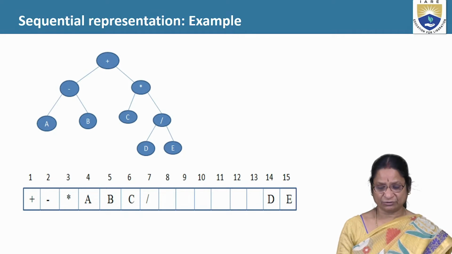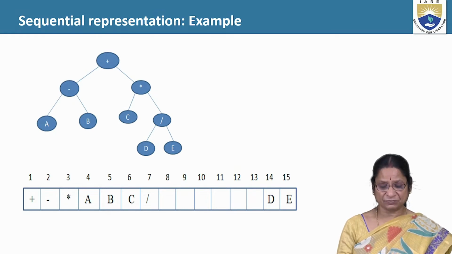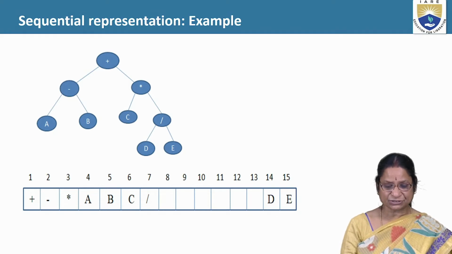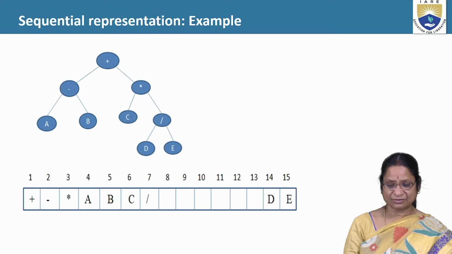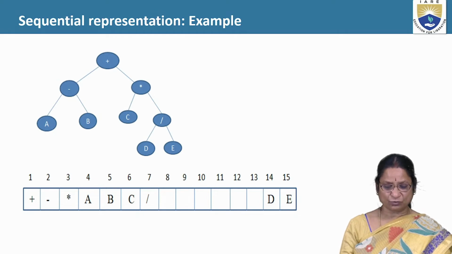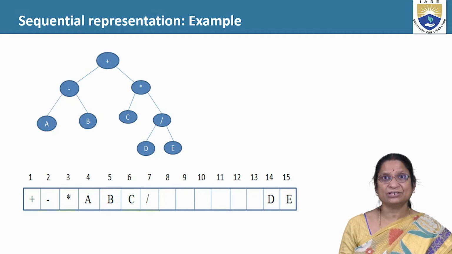So when we represent locations 0 to 15, the total number of nodes will be 2 power i minus 1. So there are 15 locations. Some of the locations are empty because they don't have any children. For example, at the 7th position, its left child will be 7 into 2, the 14th position, and 7 into 2 plus 1, the 15th position. Because A and B don't have children, the respective position 4 has 4 into 2, 8, and 9 as left and right child positions, but 8 and 9 are blank because they don't have any children.